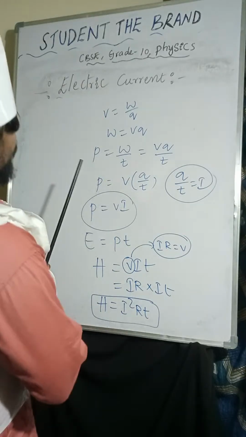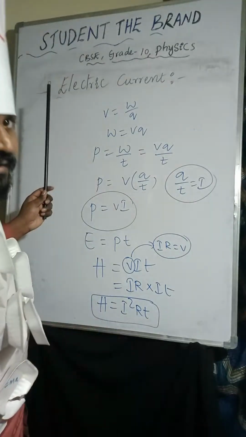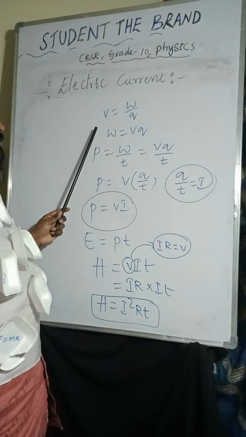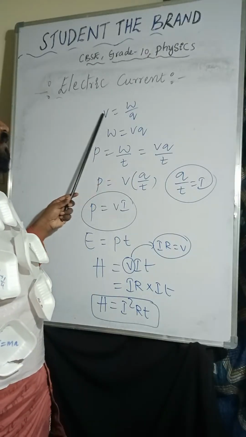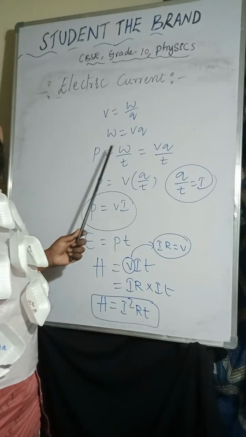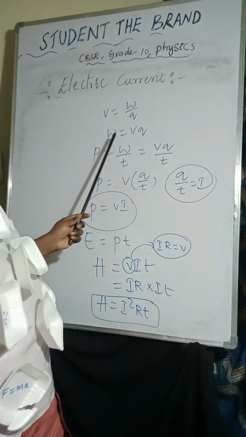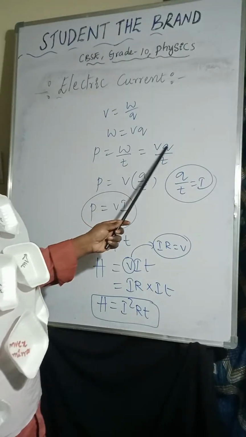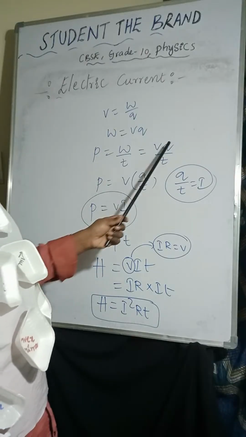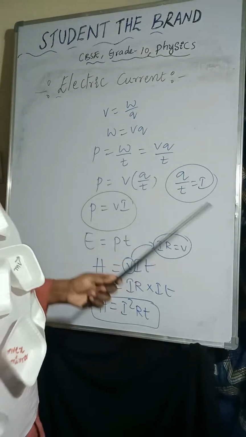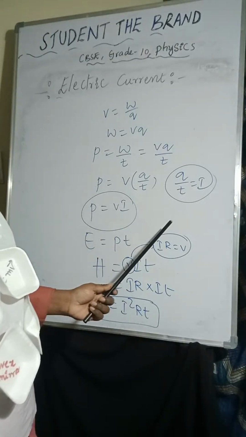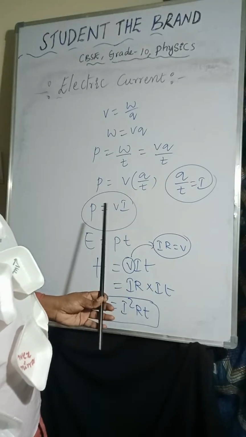V is nothing but potential difference. V equals W by Q, so cross multiplying, W equals VQ. Power equals rate of doing work, P equals W by T, so P equals V into Q by T, and Q by T is nothing but current. So P equals VI.